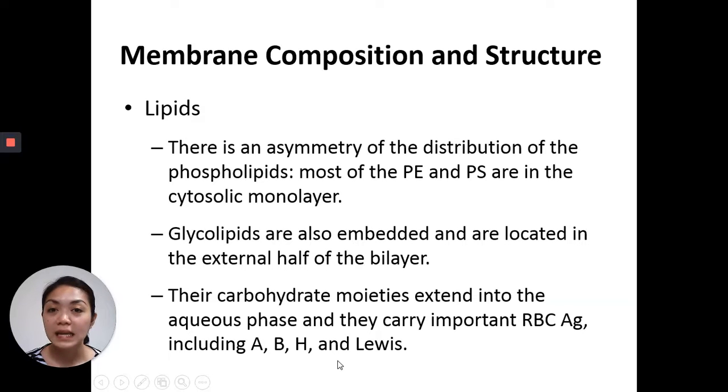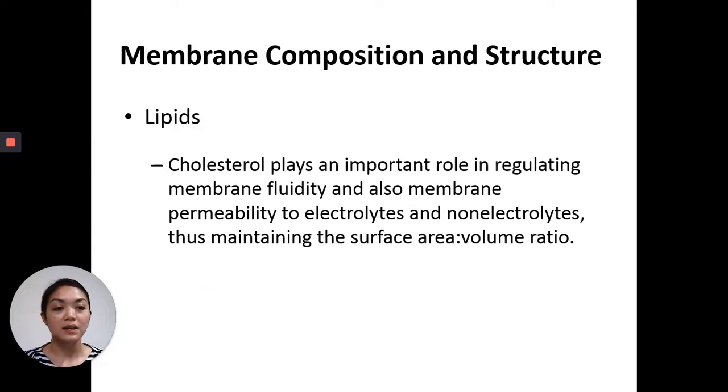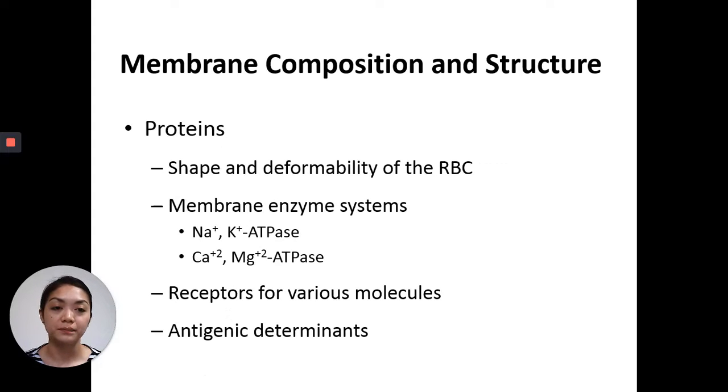For the glycolipids, they're actually carrying antigenic structures, especially those involved in blood typing. So you have ABH antigens for ABO blood group and Lewis antigen, which is also a major blood group. Okay? So what about cholesterol? Cholesterol naman is important in regulating the fluidity of the membrane. Again, it provides rigidity or structure so that hindi siya too fluid. Okay? Also responsible in maintaining the surface area to volume ratio as well as the permeability to electrolytes and non-electrolytes. So that's naman for cholesterol.